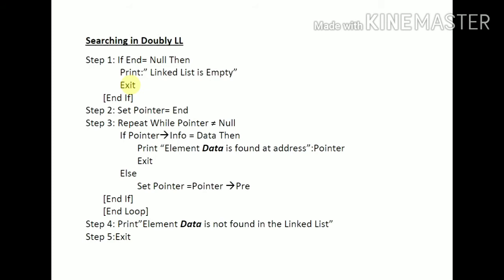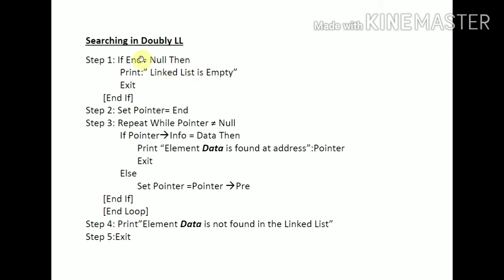In a doubly linked list, you already know that there are two pointer variables: begin, which stores the address of the first node, and end, which stores the address of the last node in that particular linked list. So you can perform the searching from either side, from the begin side or from the end part. Now we are going to do it from the end part.